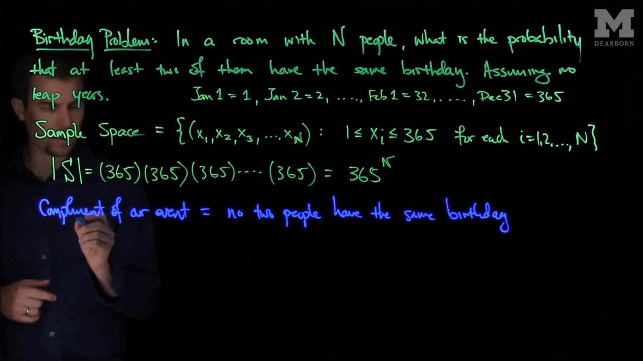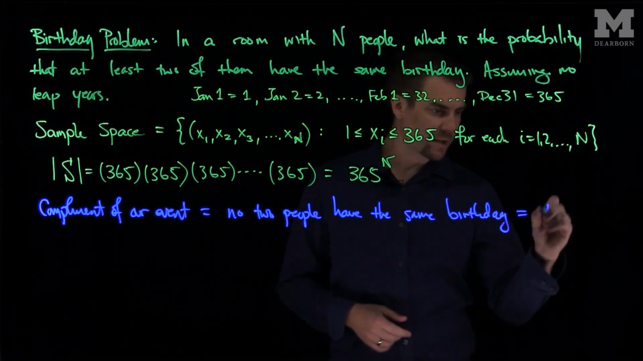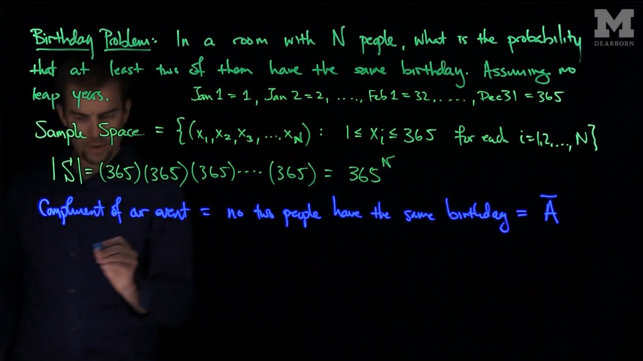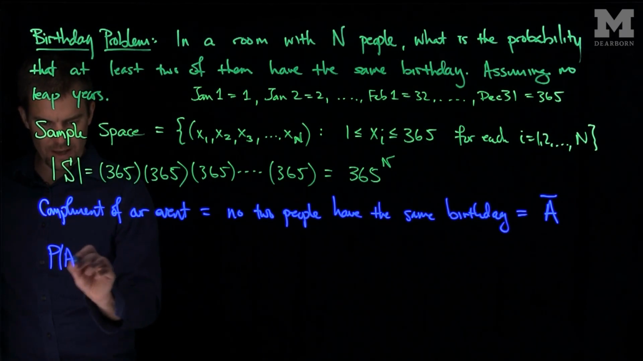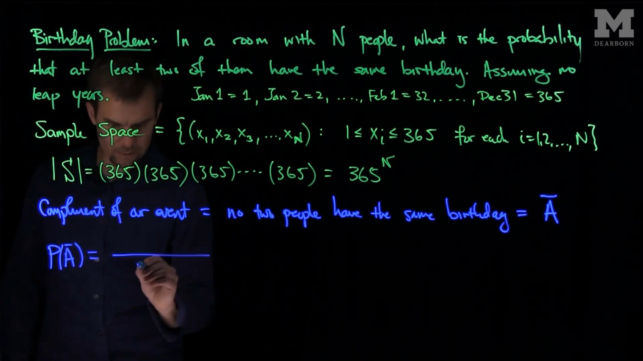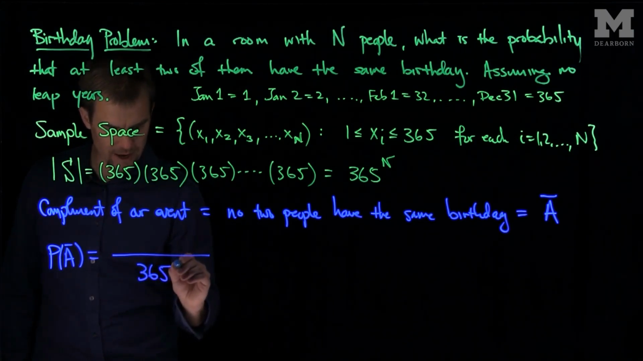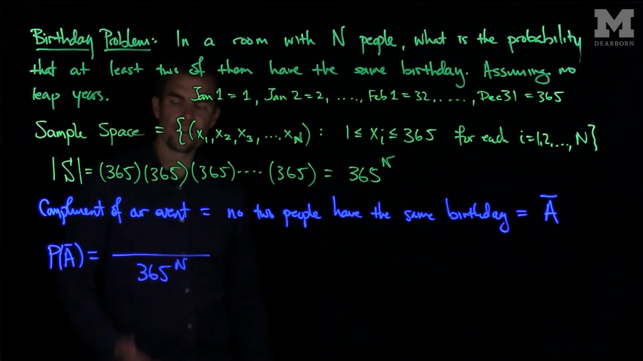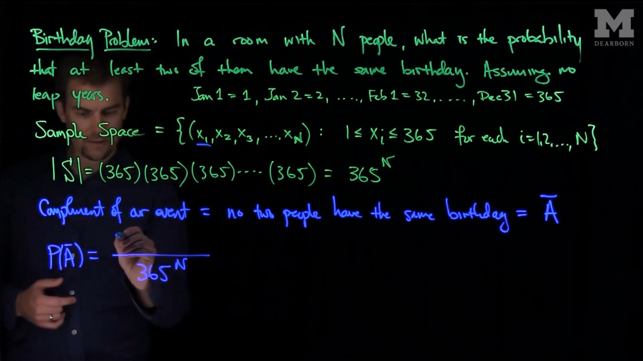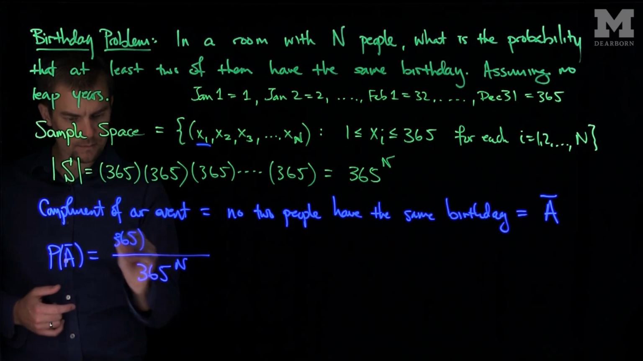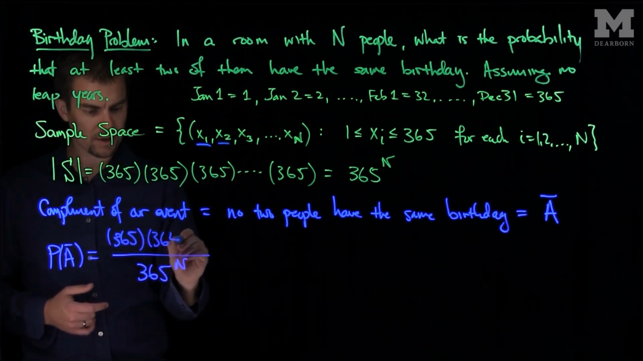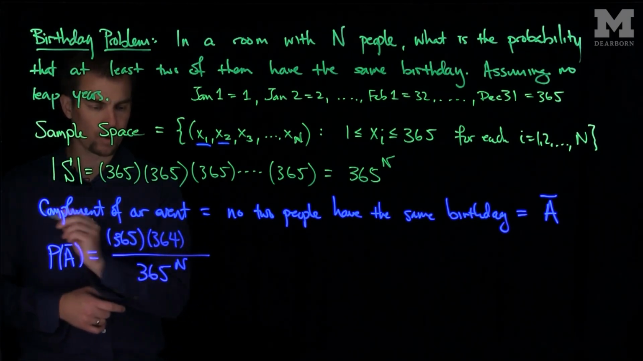To compute this probability, let's call this event A, and we're going to try to find the probability of A complement. The denominator is the total number of possible outcomes, 365 to the n capital. And then let's think about this. How many choices are there for x1? Well, there are 365 choices for x1. How many choices for x2? There are 364, because you can't use the one you chose for x1.